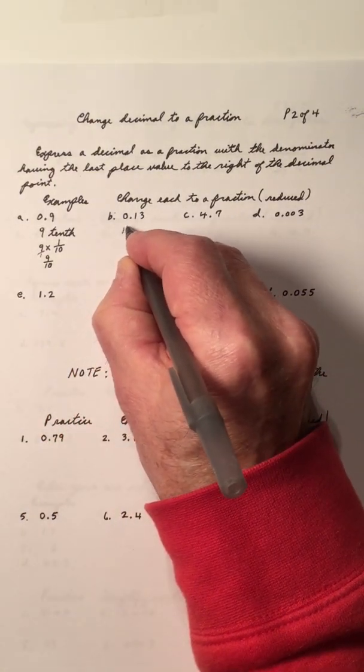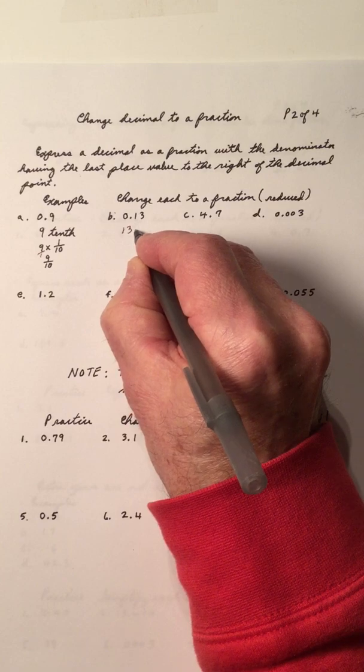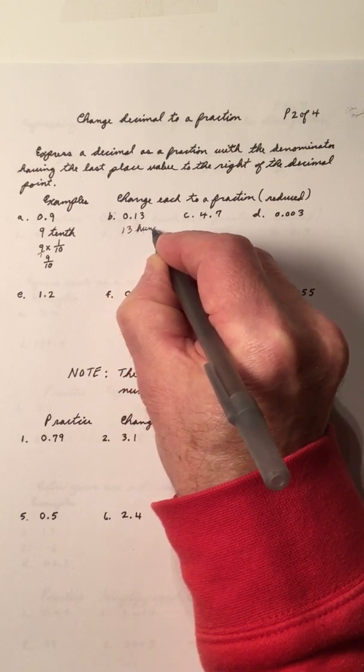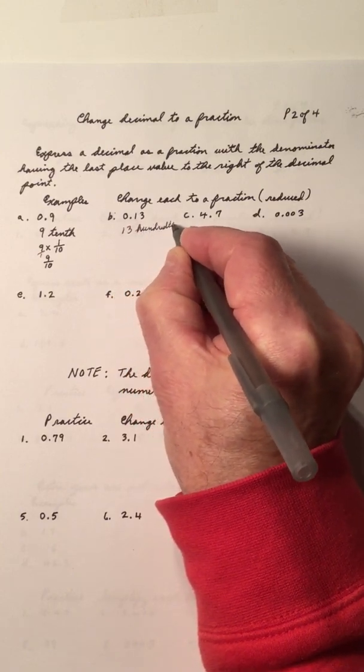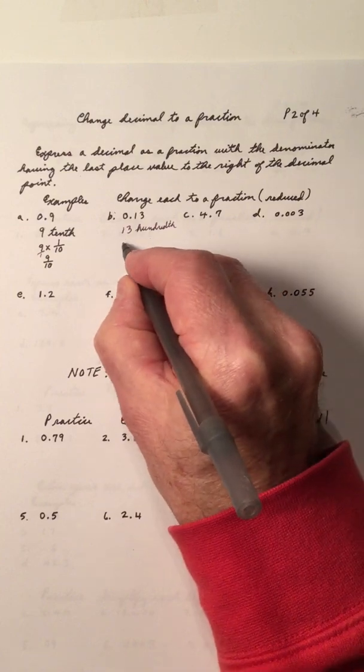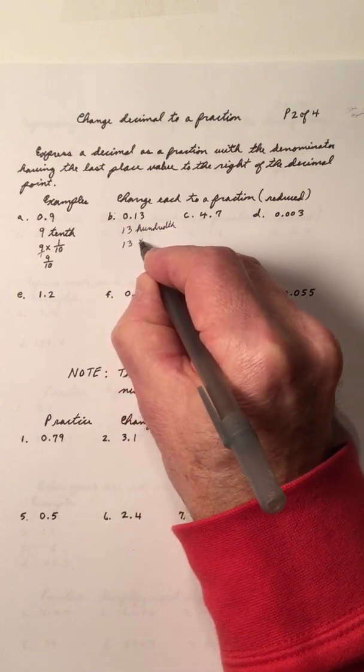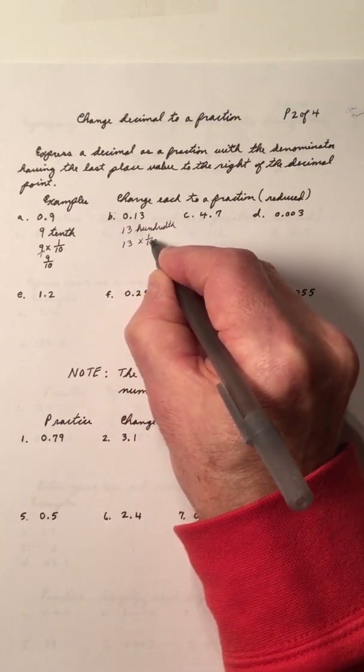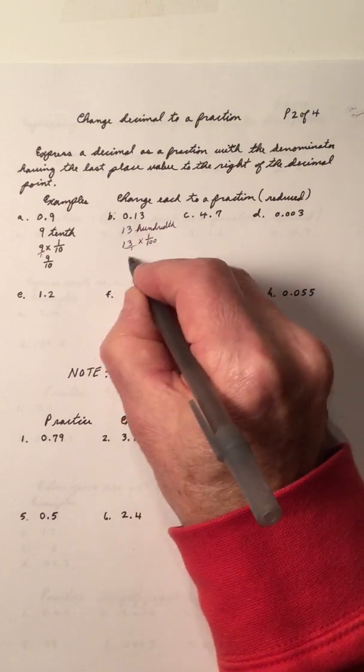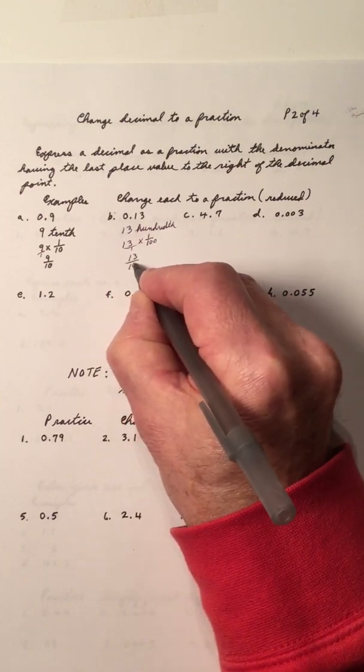0.13 is 13 hundredths. And 13 hundredths is 13 times 1 over 100. 13 over 1 multiplied is 13 over 100.